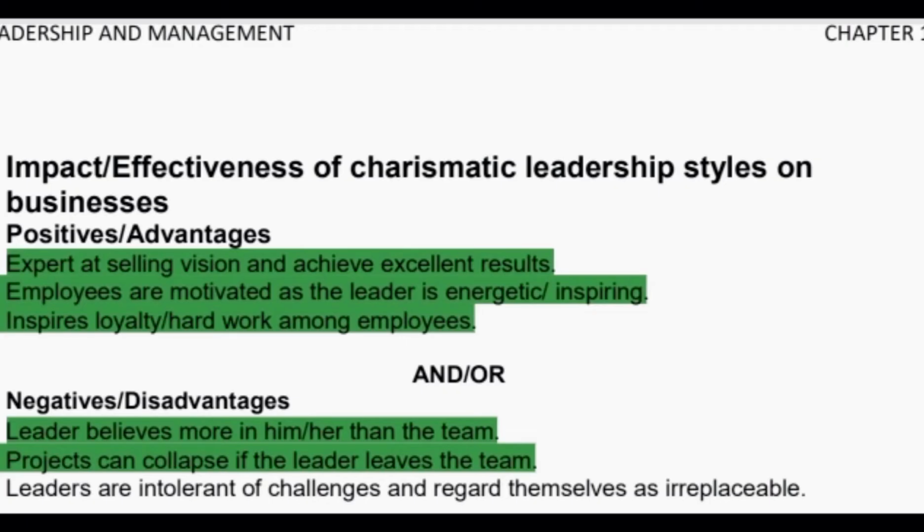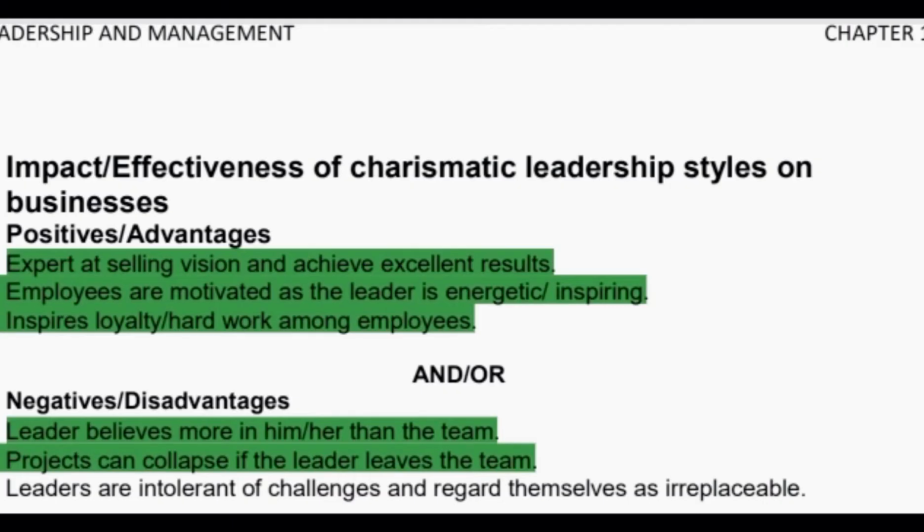Then we go to the positive impact when it comes to the charismatic style, whereby we use charm. It helps to sell vision and achieve excellent results. That's a positive impact. Employees are motivated as the leader is energetic or inspiring. Employees are motivated by the energy that the leader has, or the inspiration.